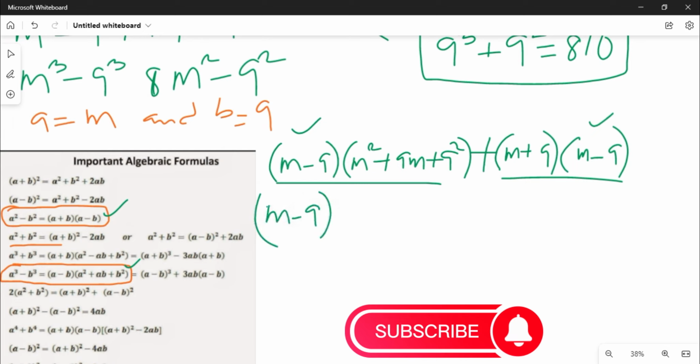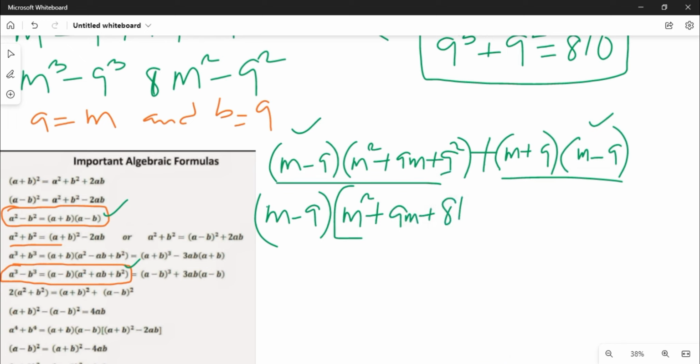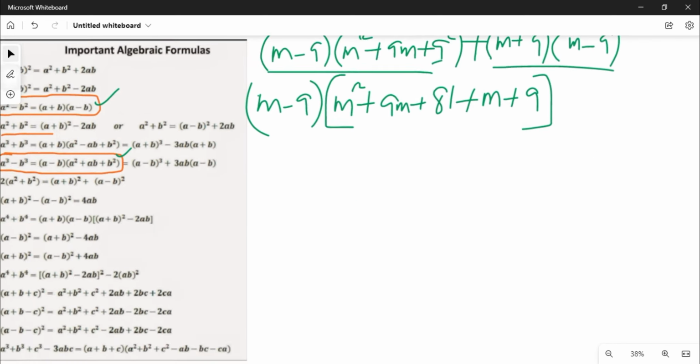Which is common, we're going to have the other parts of the equation to be m squared plus 9m plus 81, which is 9 squared, then plus m plus 9, right? Good. So we've simplified that. The next thing we're going to do is to simplify further, and for us to simplify further, we're going to collect like terms.